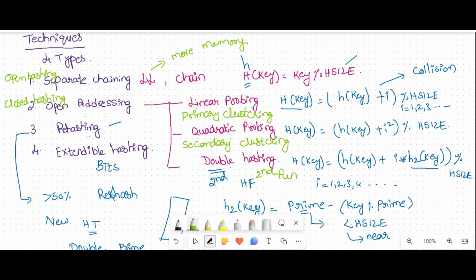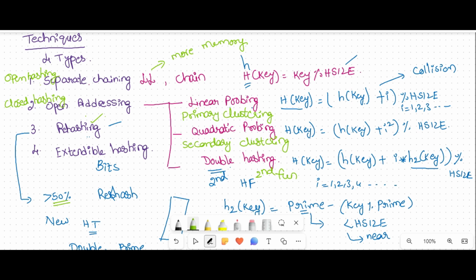Okay, rehashing. Whenever the table is more than 50% full, then we use rehashing, but the hash table size is increasing. And rehashing the elements will take time. That is a disadvantage of rehashing.